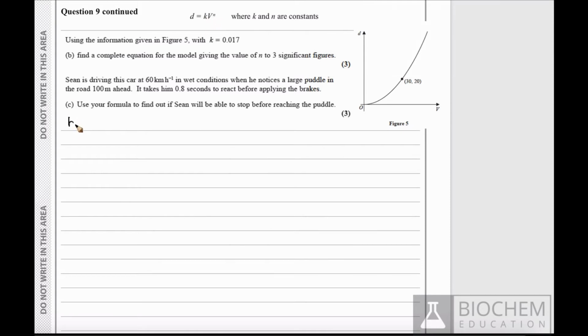So starting with part B, we can say D equals, now they have already given us the value of k, which is 0.017 v to the power of n. Looking at figure 5, we have a coordinate on the curve, which is 30 and 20. So the x coordinate or the v value is 30 and the d value is 20. We can substitute this value here. So d being 20, we can write this as 20 equals 0.017 times 30, which is the value of v, to the power of n.